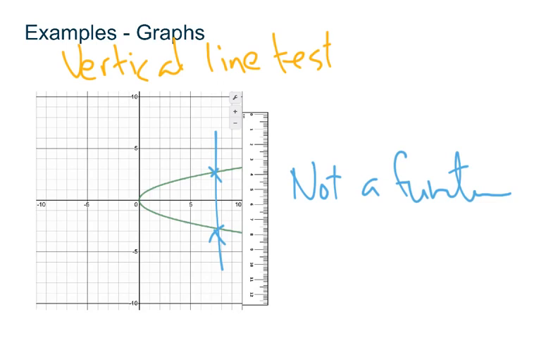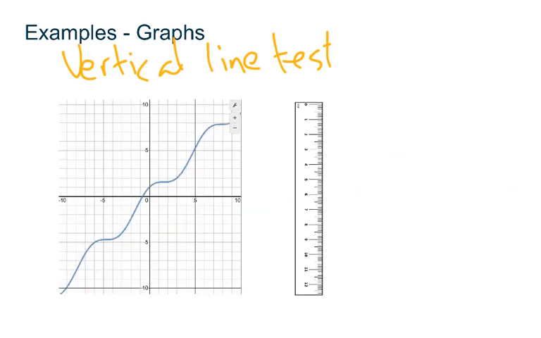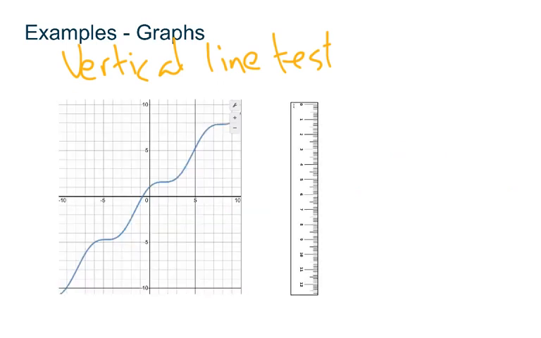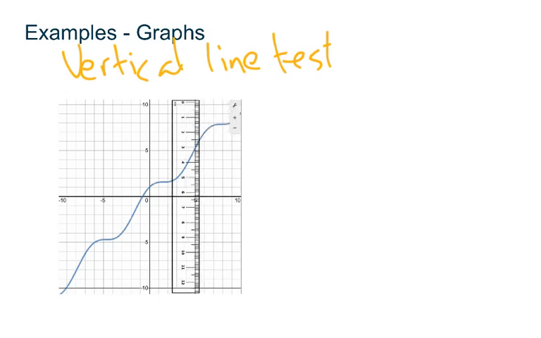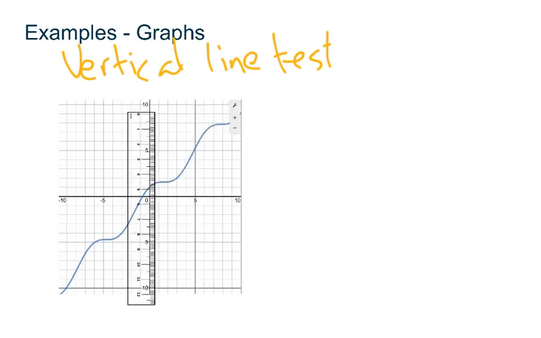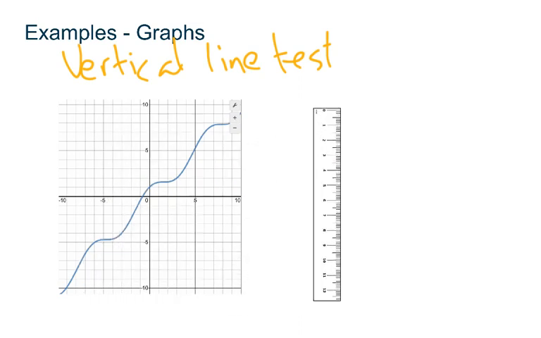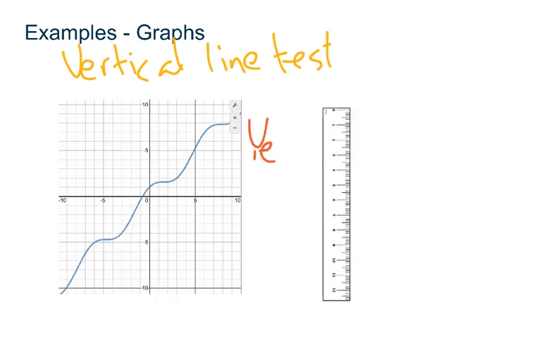We'll do one more for good measure here. So let's take a look at this one. Here, take our vertical line and just notice that anywhere it goes, it's only crossing the graph once. So again, this one would be a function. So yes, that's how you determine if something is a function via a graph.